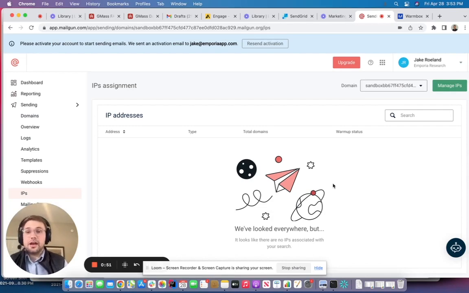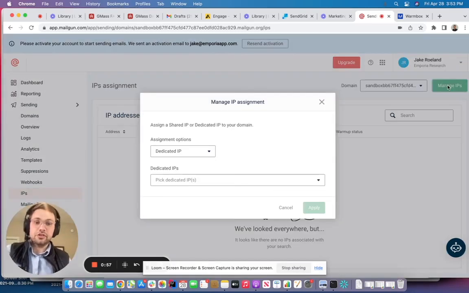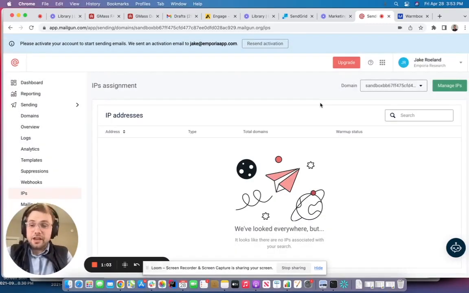The good thing is Mailgun and SendGrid and all the major providers make this pretty easy. You just come in here, you look at IPs, and you click Manage IP, and you essentially purchase a dedicated IP. It's not that expensive. It's going to cost you probably around $20 to $40 a month per IP. That said, managing it and keeping it healthy is the expensive part. So you're essentially on your own at this point.